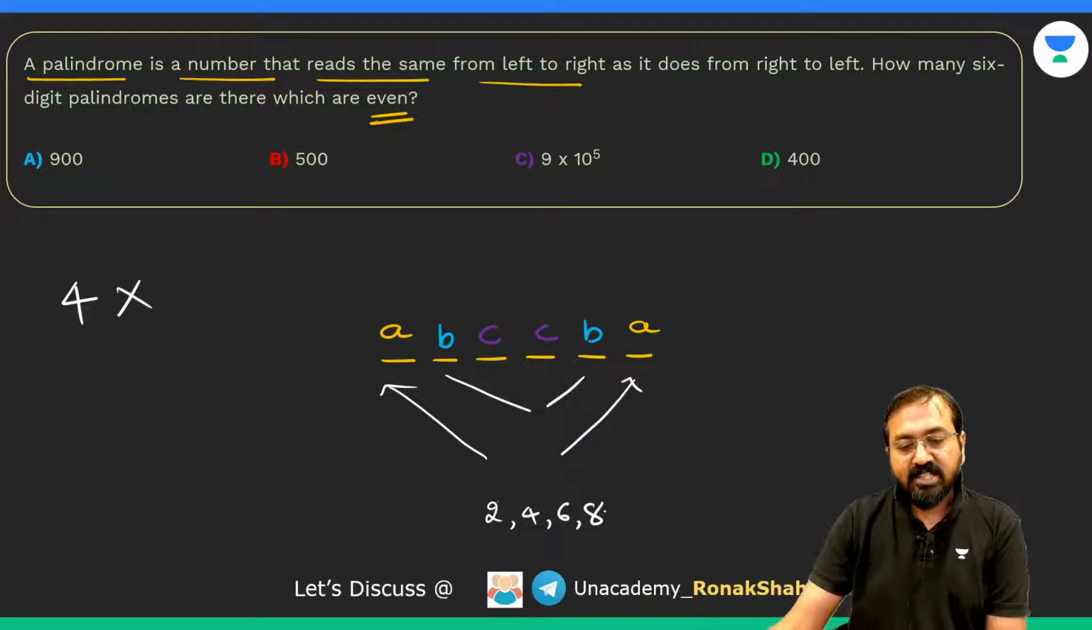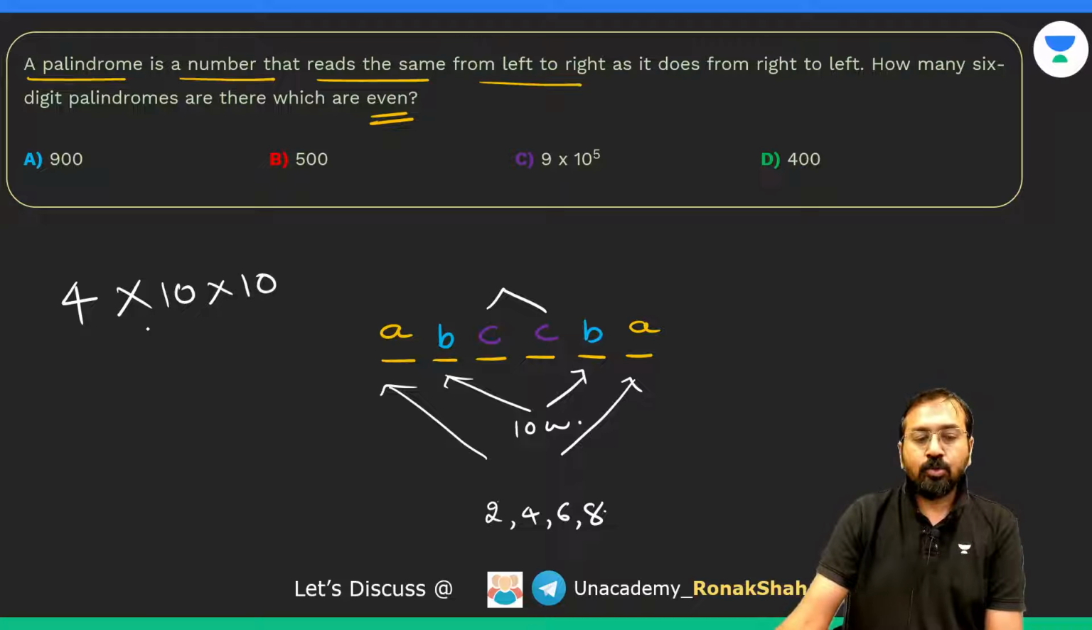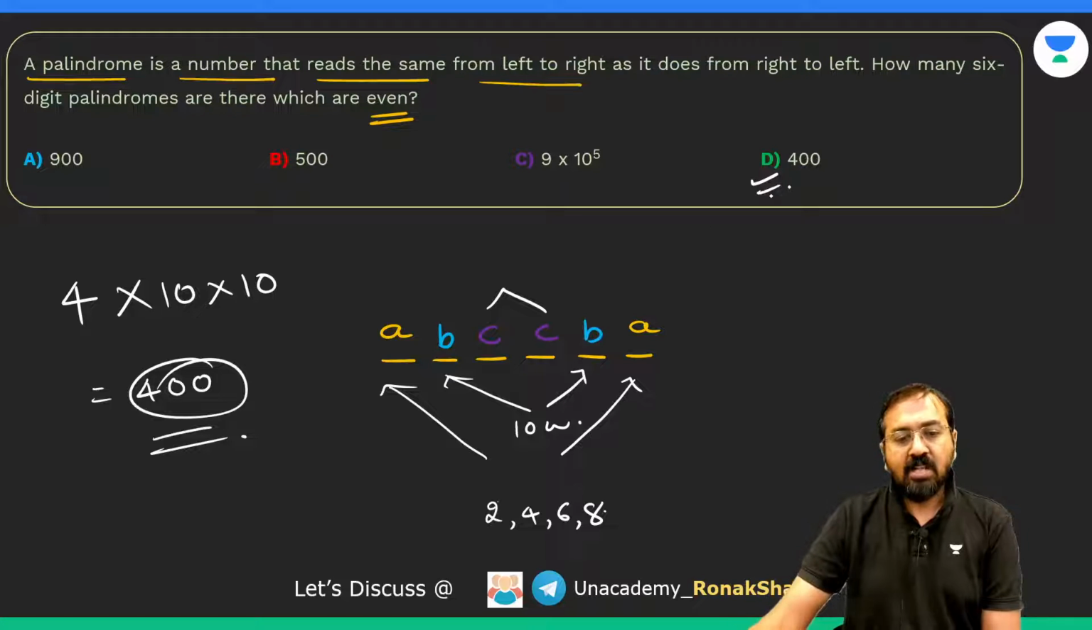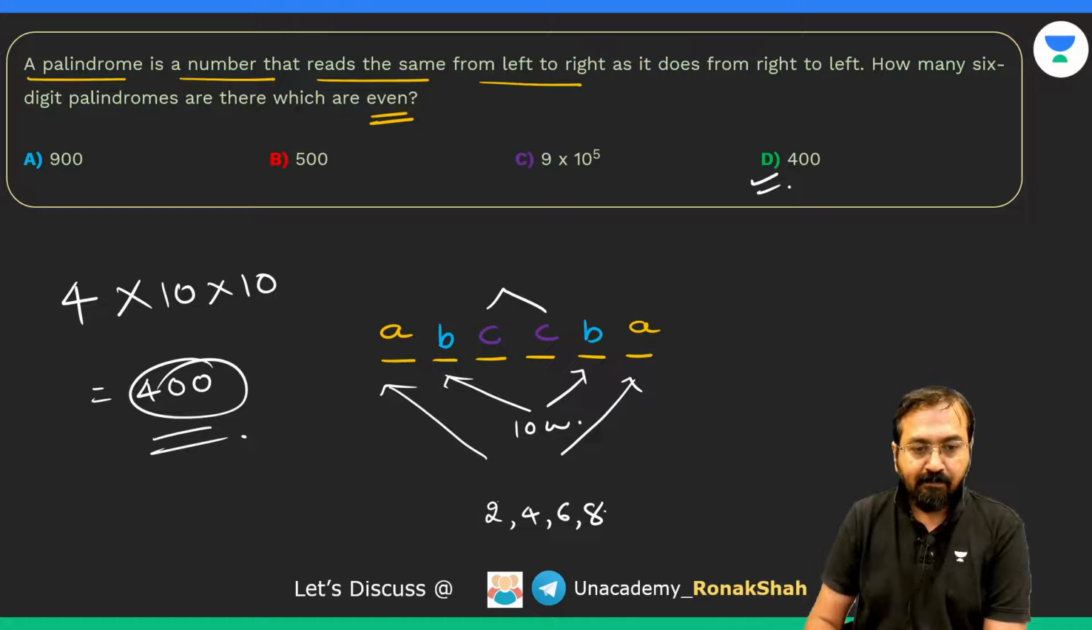Then these 2 digits can be anything from 0 to 9, so 10 ways. And similarly these 2 digits can be anything from 0 to 9, so 10 ways, right? So the total number of numbers that we can create is just 400. So the answer will be 400. I really hope you have understood this question of palindrome.